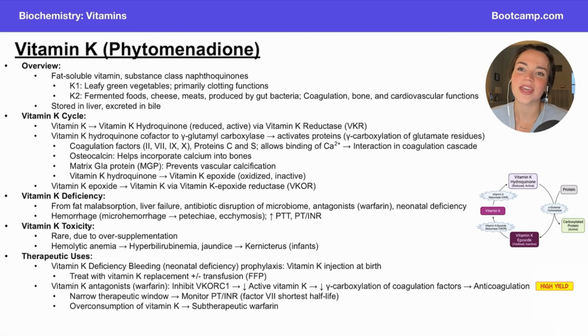Hi everyone, my name is Paige and thank you so much for joining me for our lesson on vitamin K. Vitamin K is also called phytomenadione. It is a fat-soluble vitamin in a substance class called naphthoquinones, and there are two big subtypes of vitamin K.